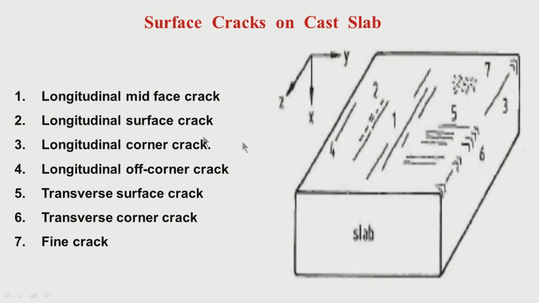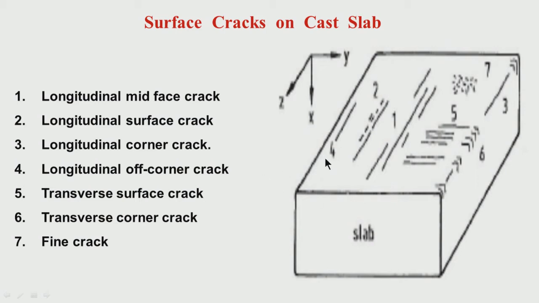Now, 2, again it is not in the mid face region, it is any other region, but the direction is longitudinal, so we call it simply longitudinal surface crack. Now, what is 3? This is a corner. So, if the crack formation has taken place at the corner and the direction is longitudinal, along the casting direction, we call it longitudinal corner crack.